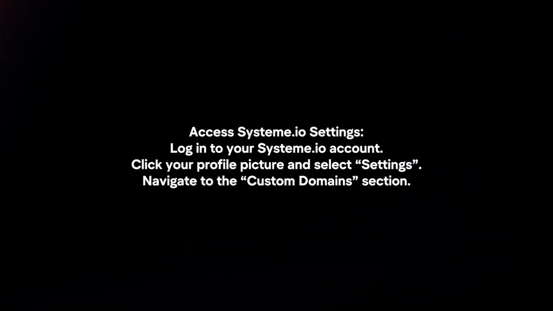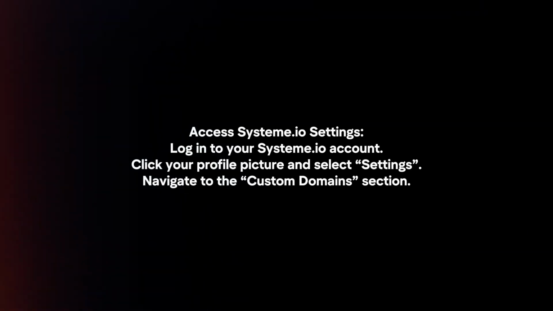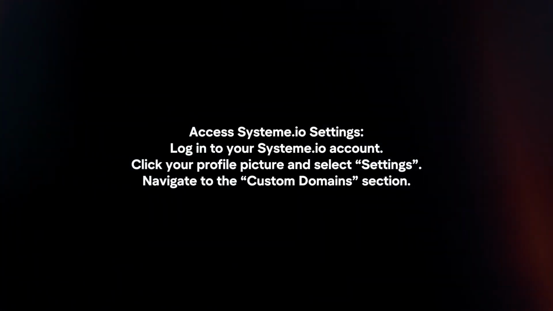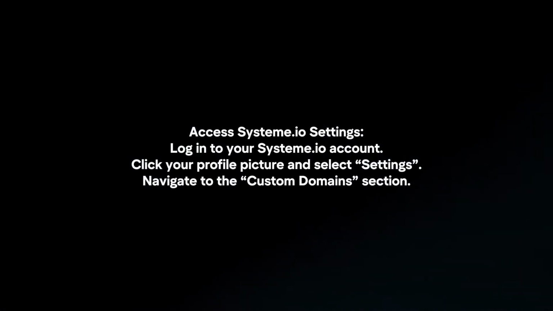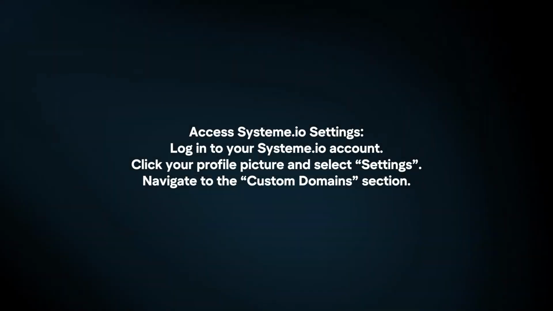Access System.io settings. Log into your System.io account. Click your profile picture and select Settings. Navigate to the Custom Domain section.